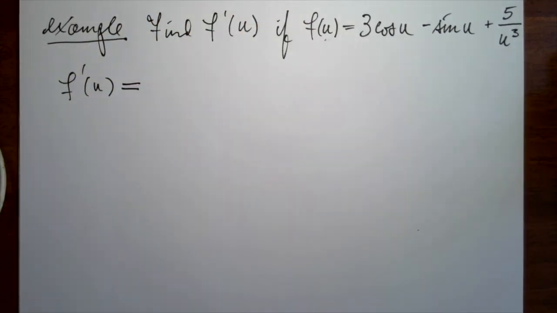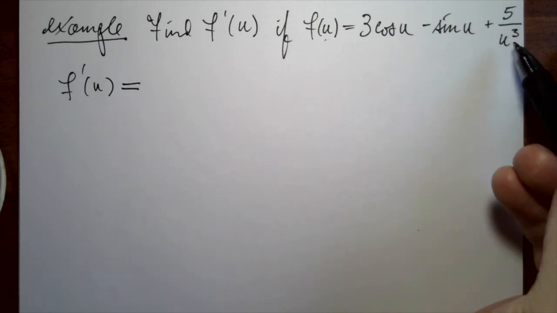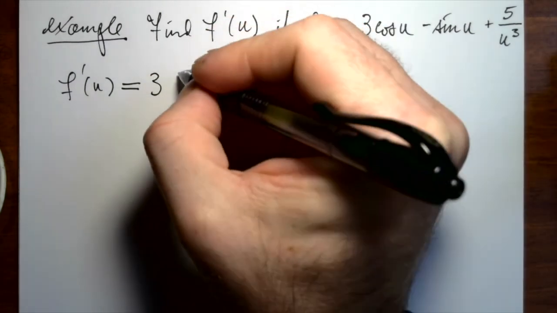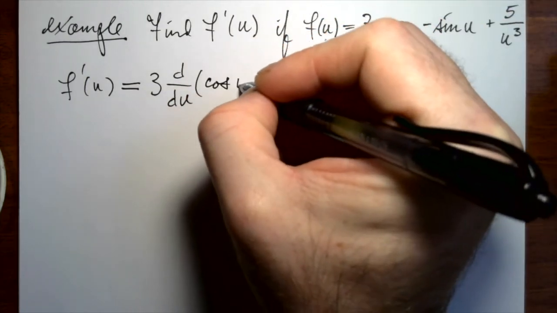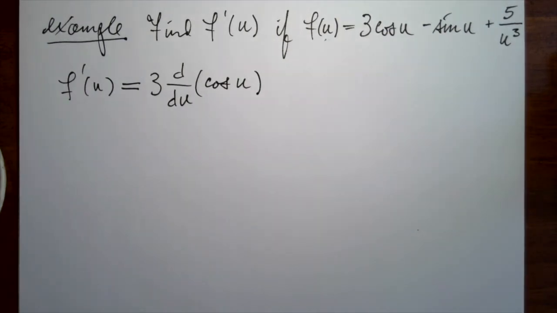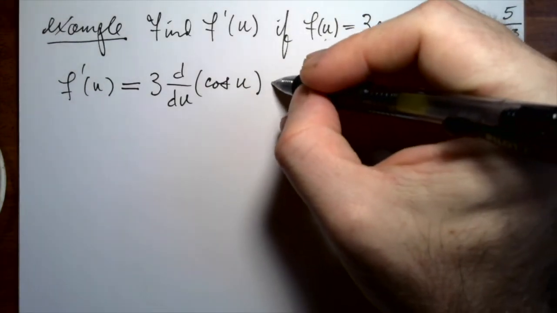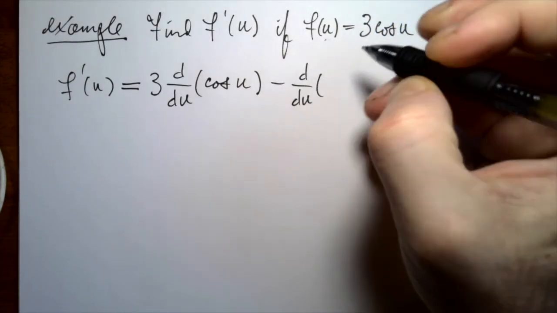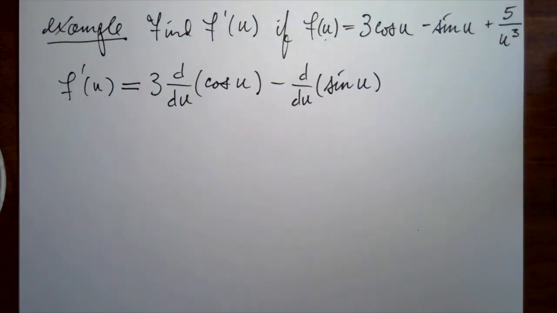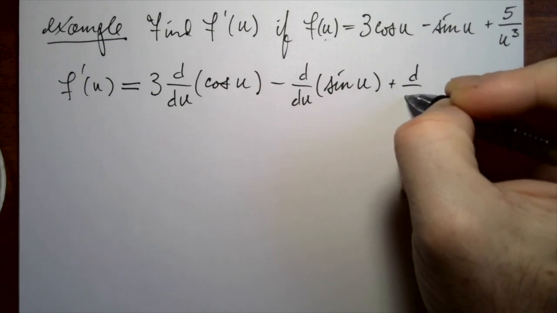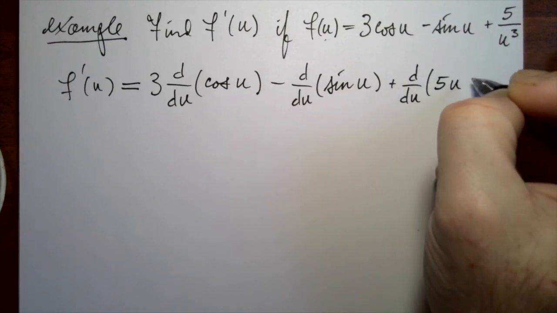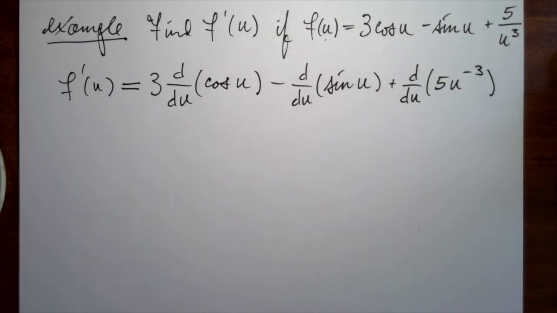F prime of u, the derivative with respect to u, is given by taking the derivative of each piece individually. We're starting to get the hang of this, so I'm not going to show all of my steps. For the derivative of the first function, we have 3 times cosine of u, and that 3 will come through the derivative operator. It's just 3 times the derivative of cosine of u. Next up we have minus the derivative of sine of u. And then for the final piece, we're taking the derivative with respect to u of 5 times u to the minus 3. 5 over u cubed is the same thing as 5 times u to the minus 3.